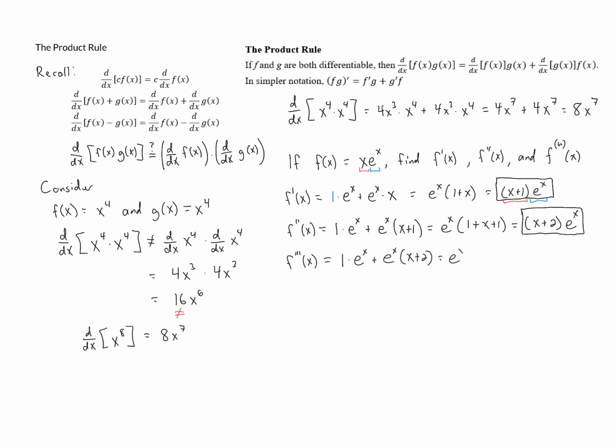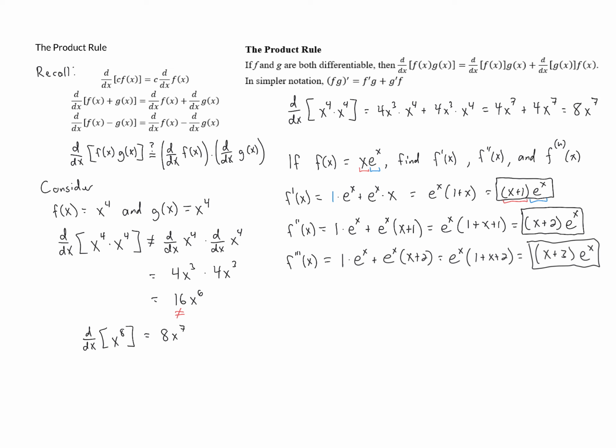We can factor out an e to the x, and that leaves us with 1 plus x plus 2 as the leftovers. And as probably many of you are already seeing, when we combine those like terms, 1 plus 2 is 3. So we've got x plus 3 times e to the x. That is the third derivative.